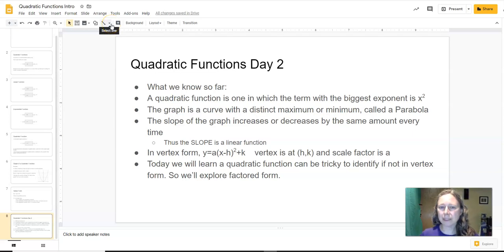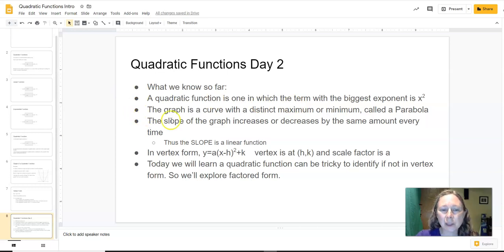Okay, welcome to our day 2 review of quadratic functions. So what we learned in our last lesson was that a quadratic function is one in which the term with the biggest exponent is x squared. So if you have a term that's x squared and that's the highest order term, the graph ends up being a curve with a distinct maximum or minimum, and it's called a parabola.